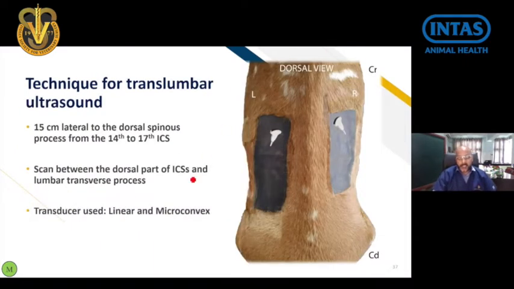The other one is the translumbar ultrasound, especially for the kidneys. See, this is how you do it. On the spine, on the left and right side, you can do the scanning for the kidneys, and you can use a linear and microconvex ultrasound probe. This is the dorsal view.